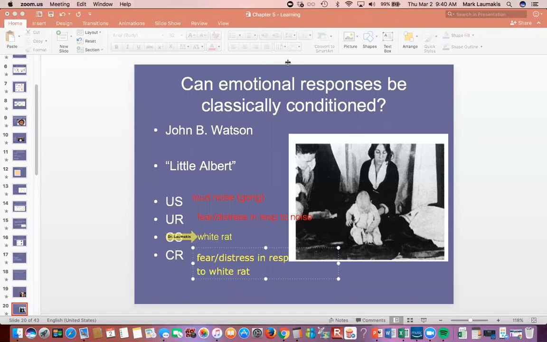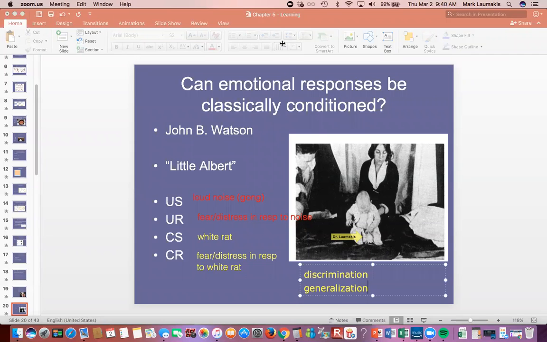Okay, and now we have been able to show that we can classically condition a fear response to this previously neutral stimulus, right? This rat here is not something that the child is going to have an innate fear response to. And after about 5 pairings of the rat with the loud noise, the sight of the white rat by itself is enough to make Albert cry and show fear and distress. Okay? We can actually sneak in a couple of other ideas here and talk about discrimination and generalization with little Albert.